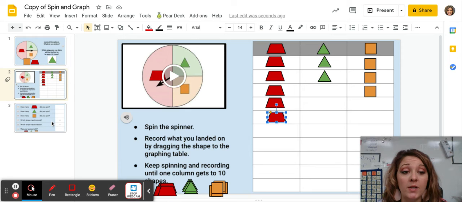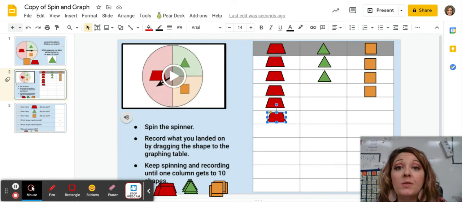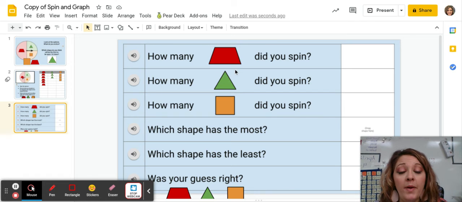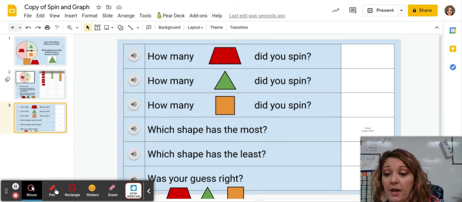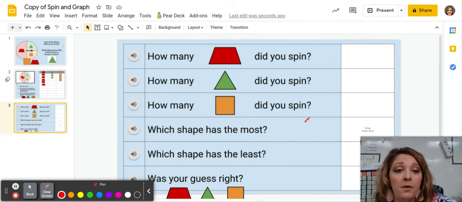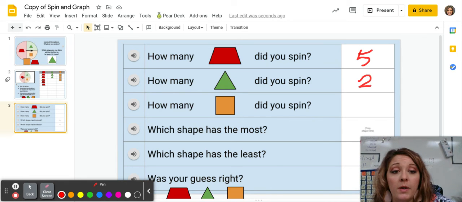So now I have some questions that I'm going to answer using this graph. So it says, how many parallelograms did we spin? We spun five. So I'm going to write the number five in that box. How many triangles? We got two triangles. And how many squares? We had three squares.